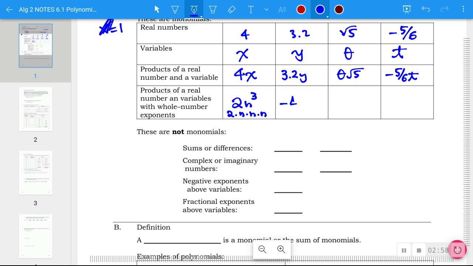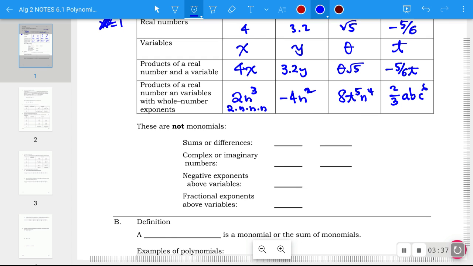So you might have negative 4n squared, or you might have 8t to the fifth power n to the fourth power. So if I wrote that out, it'd be 8, and then you'd have times t times t times t, 5 of those, and 4 of the n's, and it'd be multiplication all the way down. And you might have 2/3 a, b, c to the 6th. And you'd have a times b times c times c times c times c, 6 of them in a row. And times the 2/3. So there's actually nothing but multiplication inside of that internally.